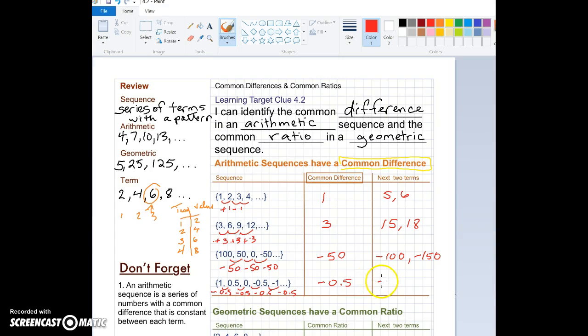Did you come up with negative 1.5 and negative 2? Those are my next two terms. All right.